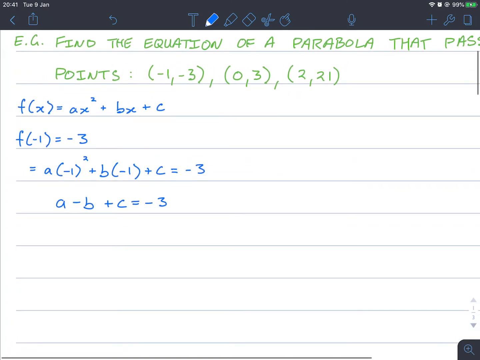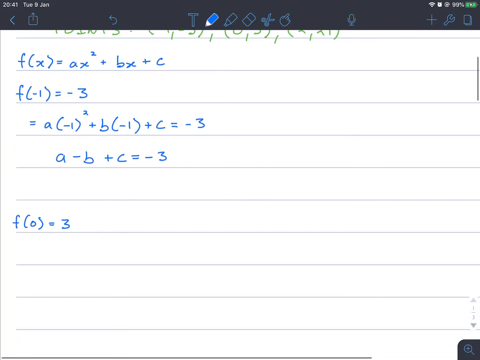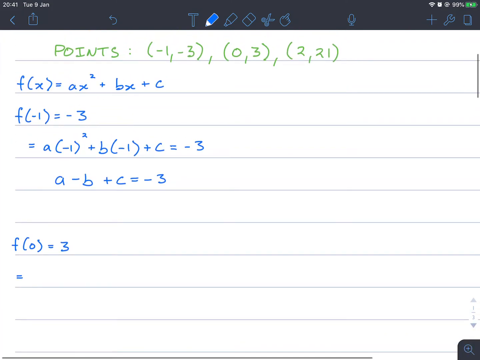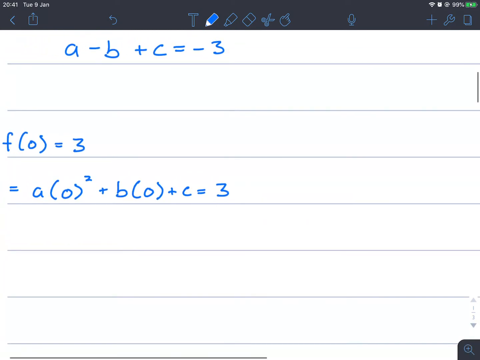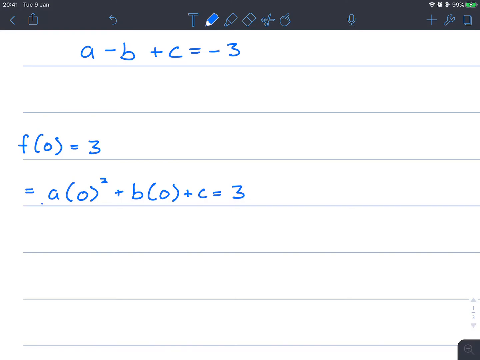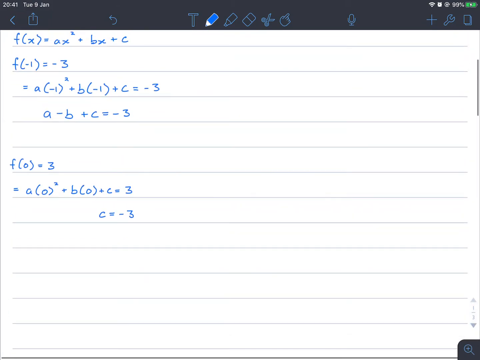Let's now do f of 0. It says that f of 0 equals 3, so if we substitute this in, a times 0 squared plus b times 0 plus c is equal to 3. Evaluating all of this, the first two terms give us 0, leaving us with just c is equal to 3. We have one more to go.